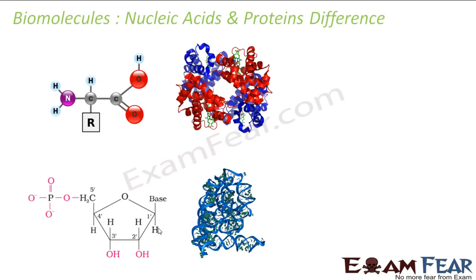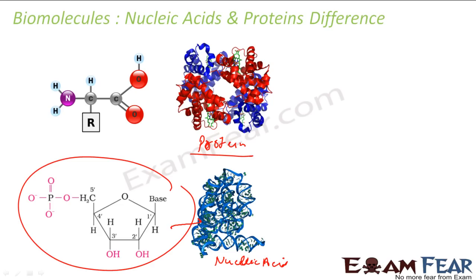So now we have studied the DNA, we have studied the nucleic acid, we have studied the proteins. Let's understand the difference between proteins and nucleic acid, because a lot of students get confused here. See, this is my protein. This protein is made of a series of amino acids, and this is my nucleic acid. This nucleic acid is made of nucleotides. This is the nucleotide series which makes nucleic acids, and this is amino acids which make proteins.